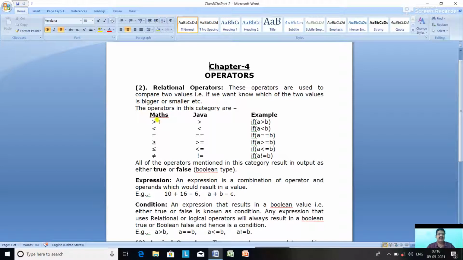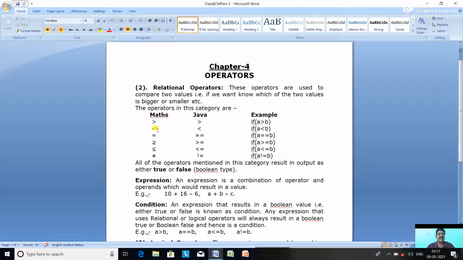Like in math, this greater than sign is called greater than. In Java also the same sign is called greater than. Like if A greater than B. So if the value of A is greater than the value of B, then the output will be true, otherwise false.